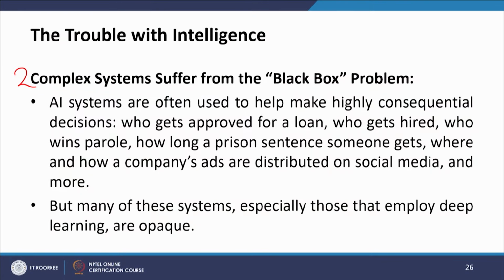The next problem is that complex systems suffer from the black box problem. AI systems are often used to help make highly consequential decisions. Who gets approved for a loan? Who gets hired? Who wins parole? How long a prison sentence someone gets? Where and how a company's ads are distributed on social media, and more. But many of these systems, especially those that employ deep learning, are opaque. That is, they are not transparent.